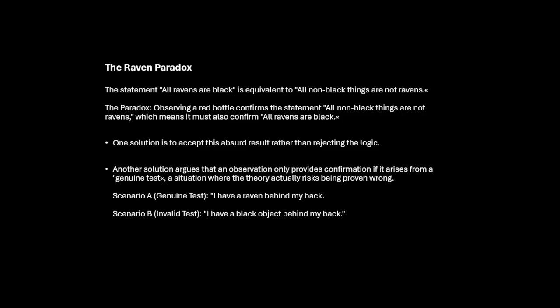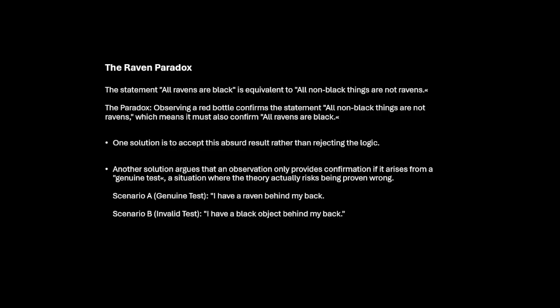For example, imagine two scenarios. In scenario A, I say, I have a raven behind my back. If you look and it's white, the theory dies, right? If it's black, the theory is confirmed. In scenario B, I say I have a black object behind my back. If you look, it might be a raven or a shoe or anything else, but neither of them refutes the theory that all ravens are black. Therefore, this observation adds no value actually.